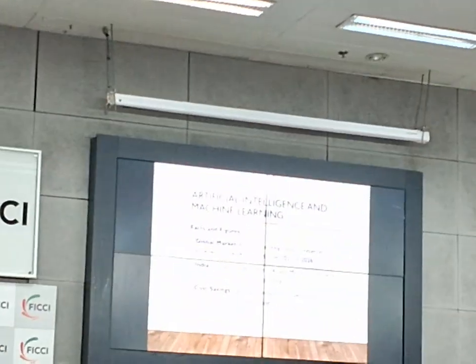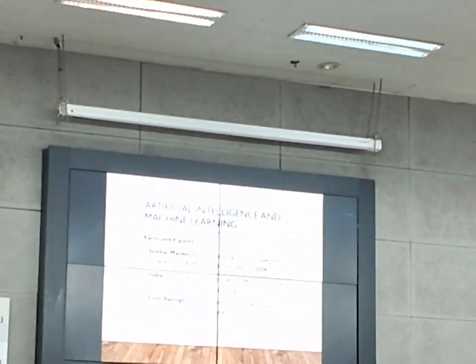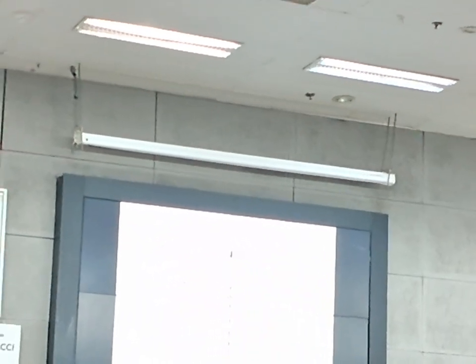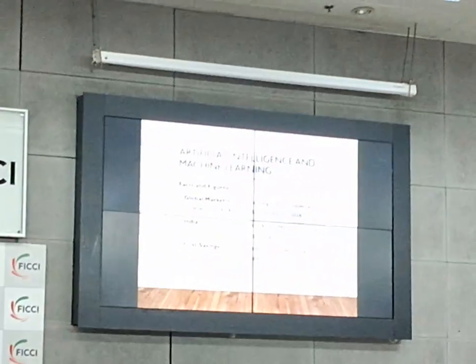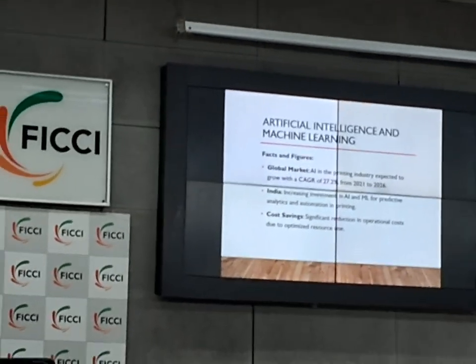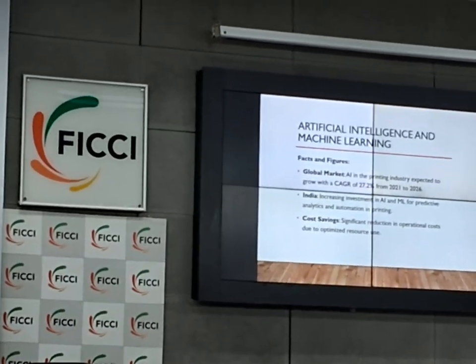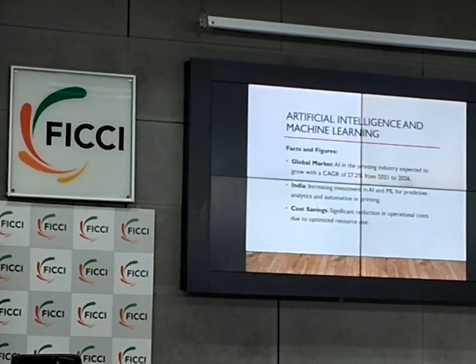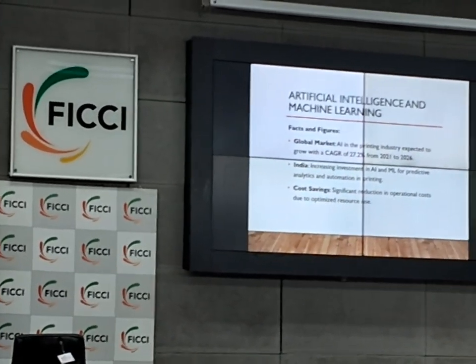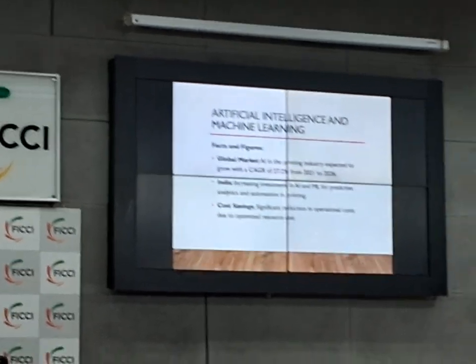Next. These are some facts of artificial intelligence and machine learning, and this is the global scenario. The figure is 27.2% from 21 to 26, and in India also this is being used, and it is also saving the cost.